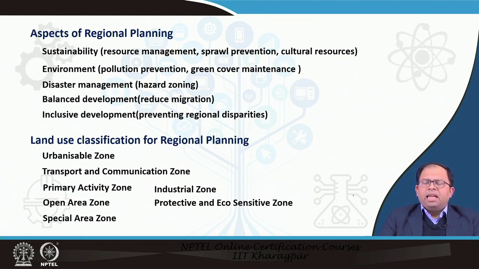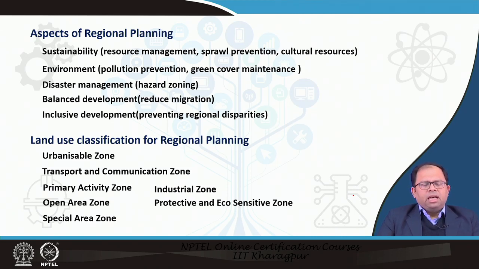And then, of course, balanced development between the different regions and inclusive development, so that regional disparities don't happen. Not too much regional disparity should be there in a homogeneous region. So these are the different aspects of regional planning, or the different targets we should have. And when we do a regional plan, we also need to classify the land into different components. For example, we have certain areas reserved as urbanizable zone. We don't go beyond that. That means we don't divide the urbanizable zone into different smaller components.